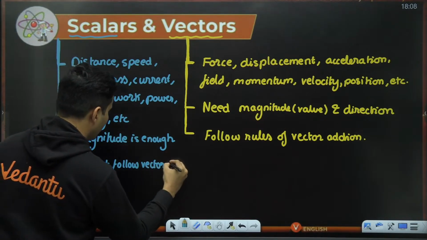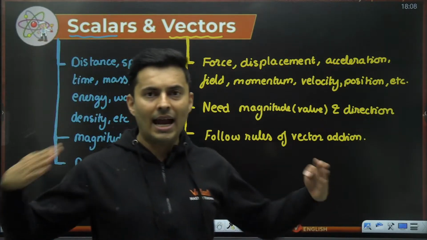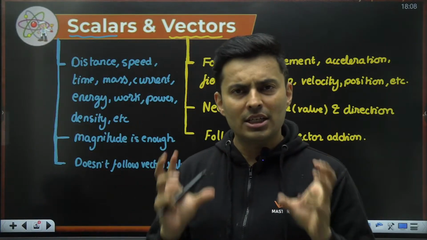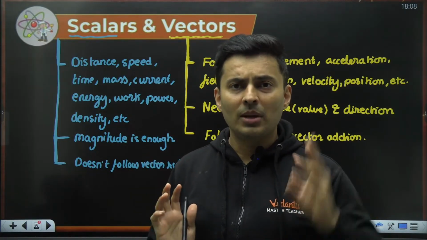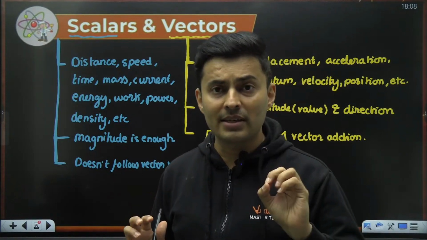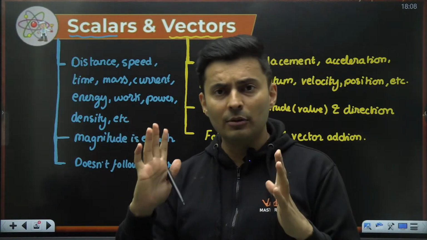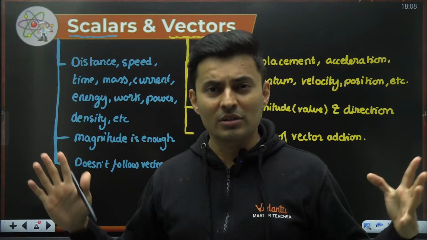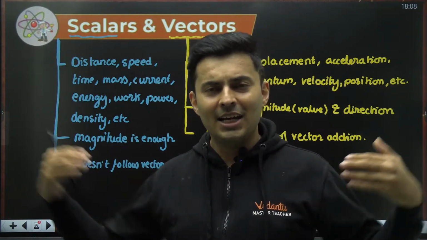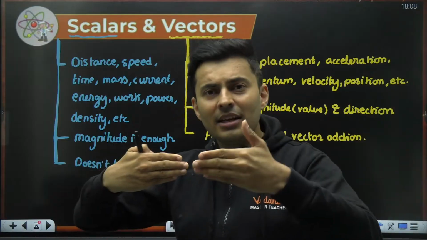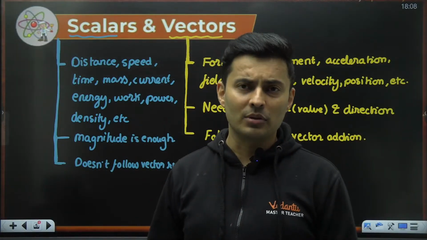It doesn't follow the vector rules of addition, subtraction, whatever it is. You can't add them like vectors. You can just use their values to add them. So like 2 kg and 3 kg becomes 5 kg. But it is not compulsory that 2 Newton force and 3 Newton force makes 5 Newton. Because if the forces are in the opposite directions, they might partially cancel, and 2 Newton from here and 3 Newton from here might balance out and give you only a 1 Newton force.